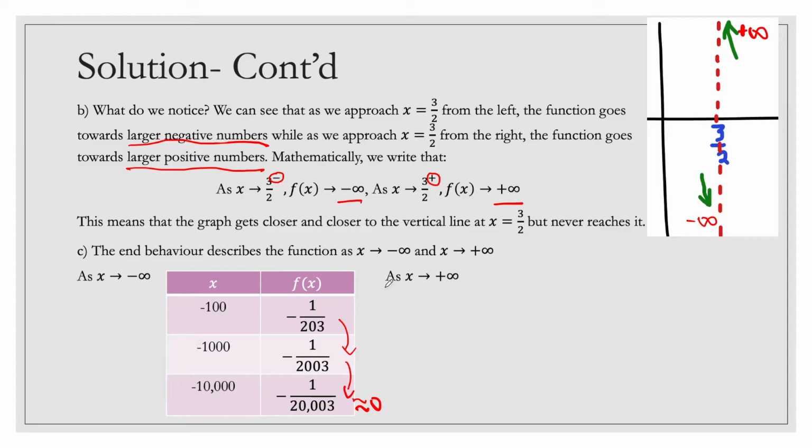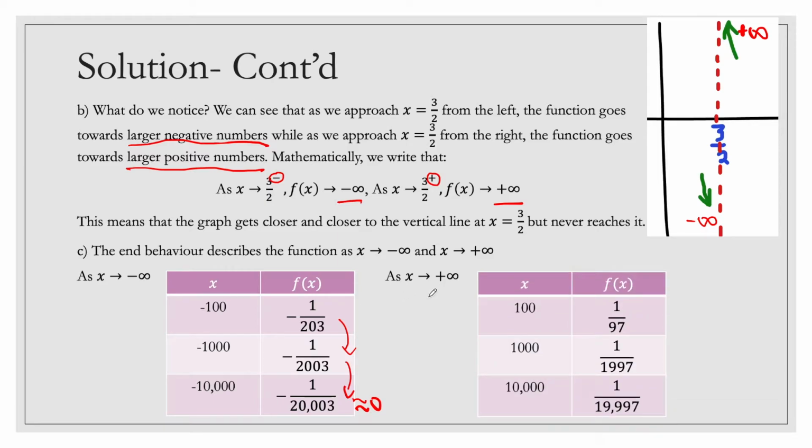And when we do the exact same thing for as x approaches positive infinity, we're going to sub in arbitrarily large positive numbers. And when we sub in arbitrarily large positive numbers, we get values that are once again getting closer and closer and closer to 0. But keep in mind that these values that are getting closer and closer to 0 are positive themselves. So they're coming in from above 0.